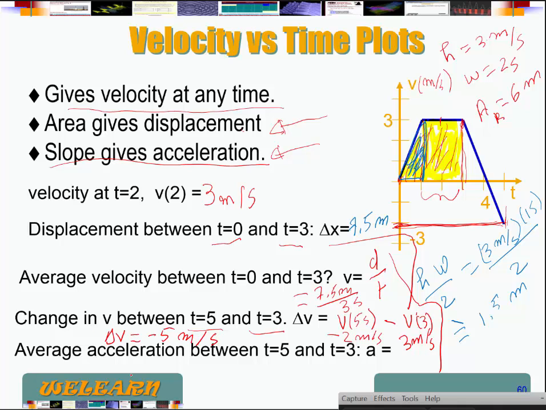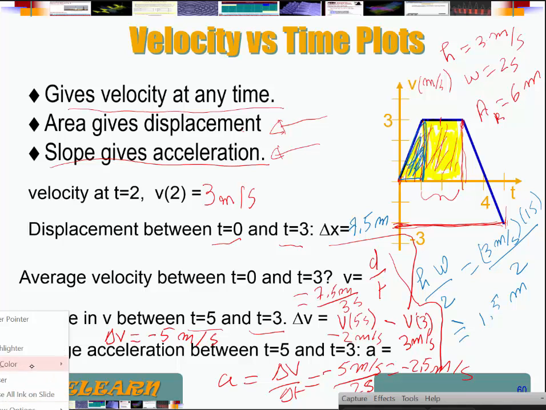So then it is asking about the average acceleration between those times. So the average acceleration would be change in velocity over time. So that would be minus 5 meters per second over 2 seconds. So that would be minus 2.5 meters per second squared. Okay, a few things to pay attention to.